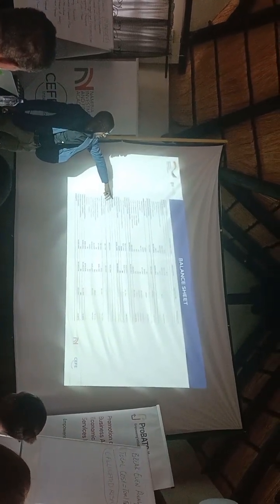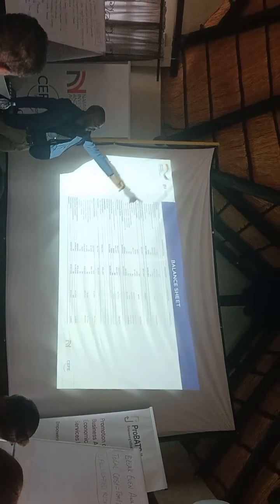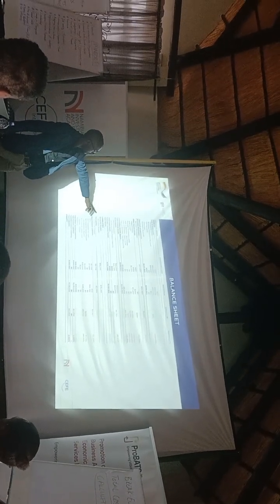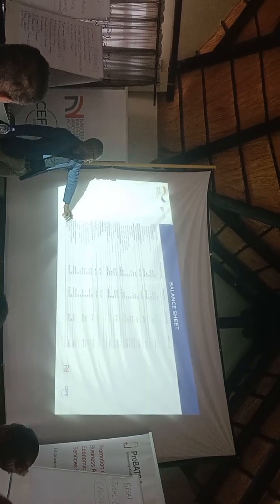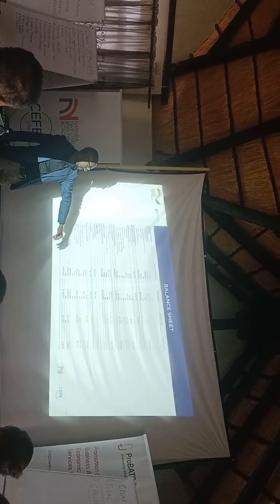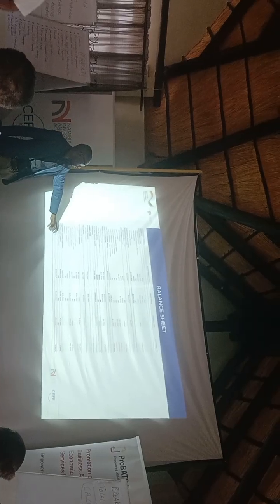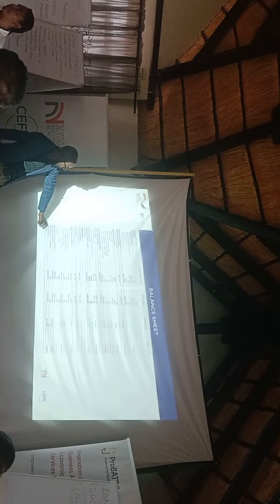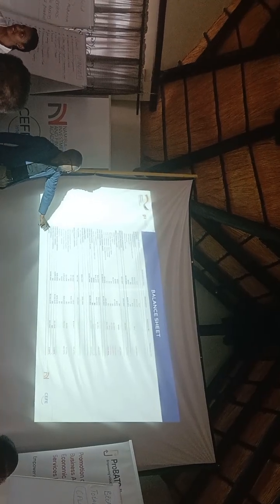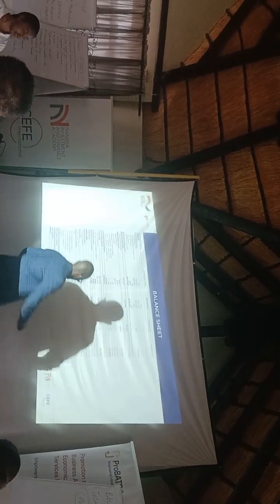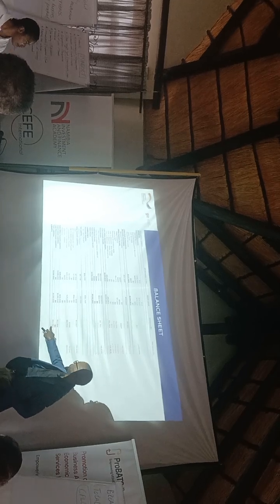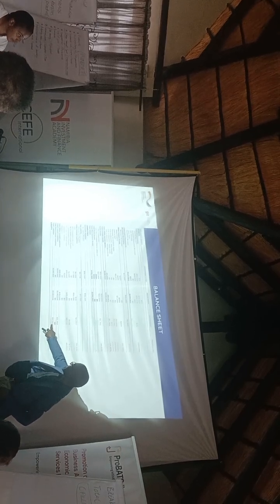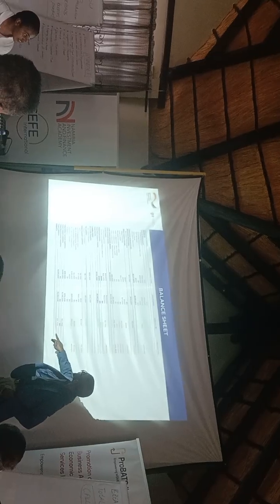Total assets is 191,000 in 2022. Then total liabilities is 100,000. What is the owner's equity? The difference. The next, this one. 2,764.